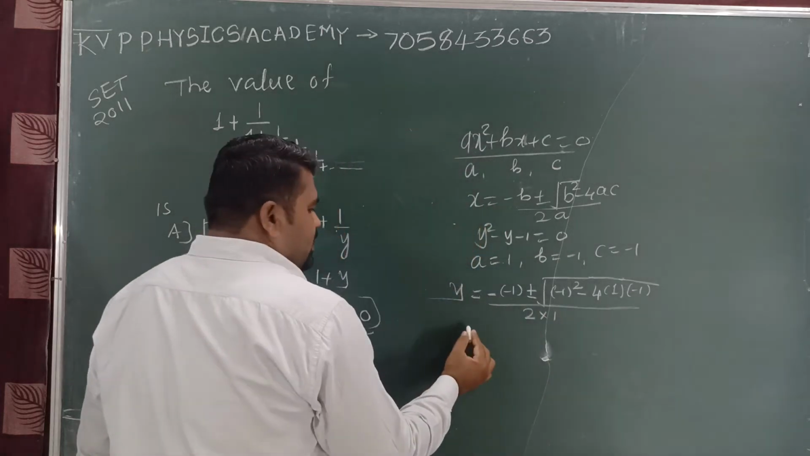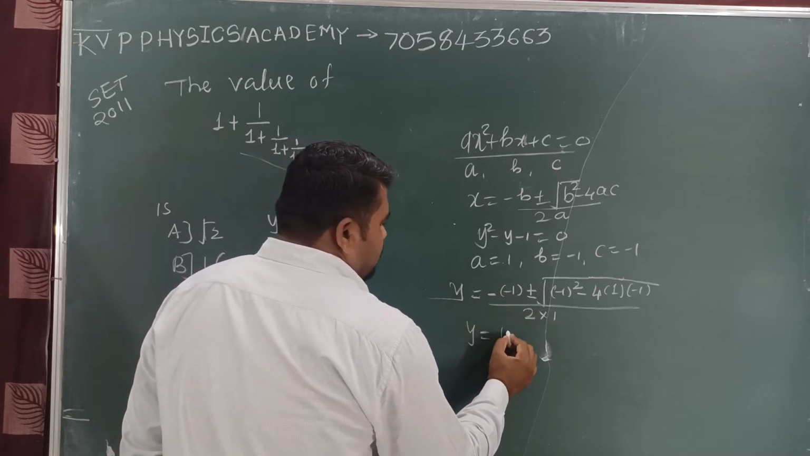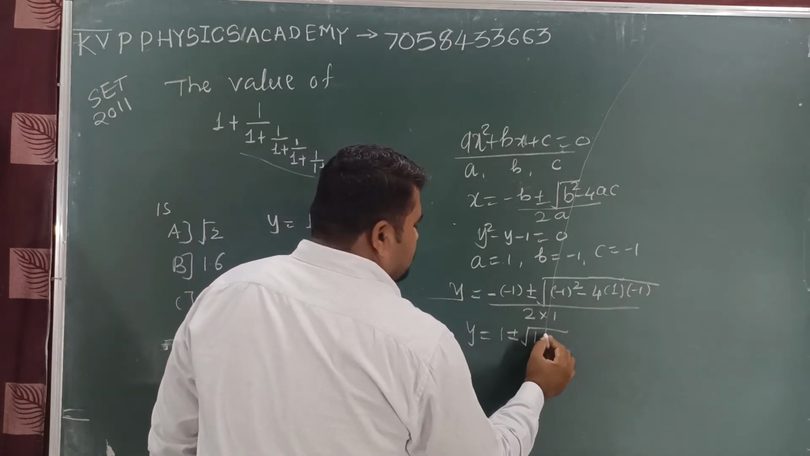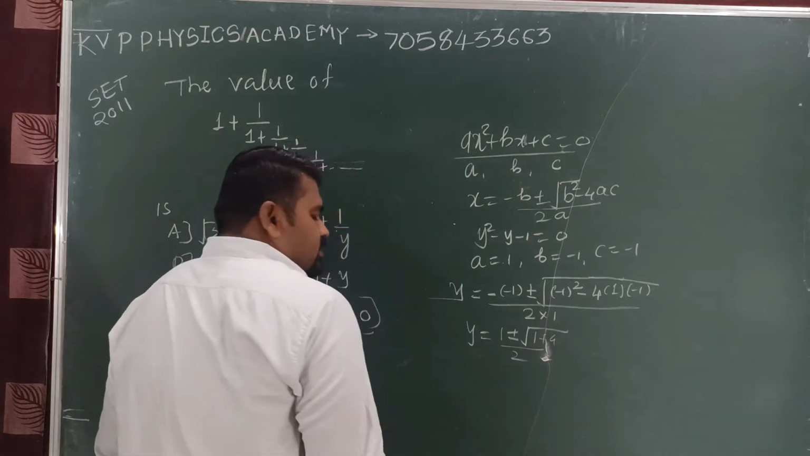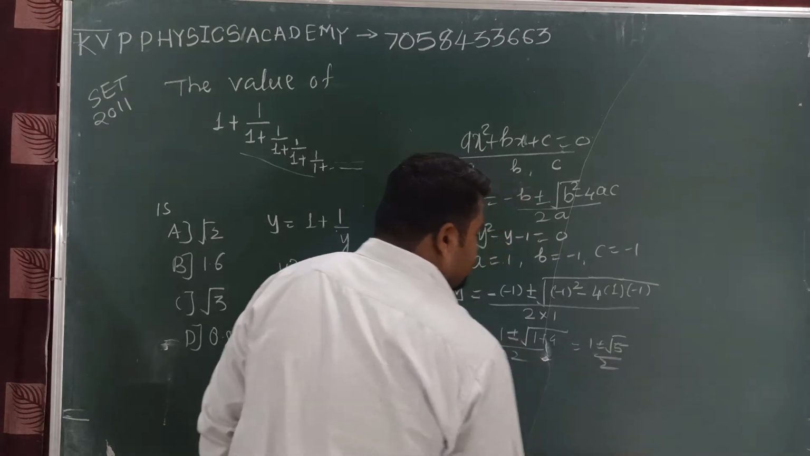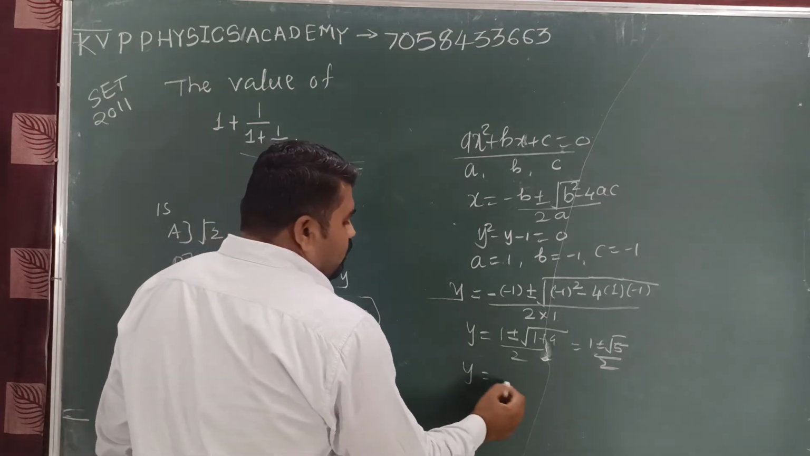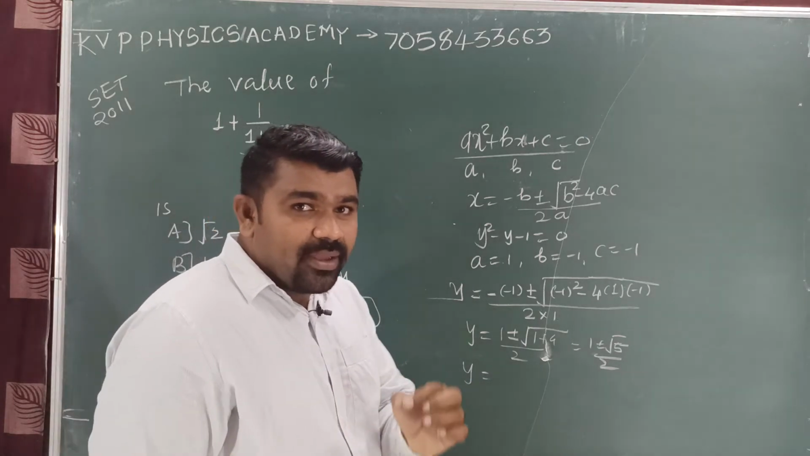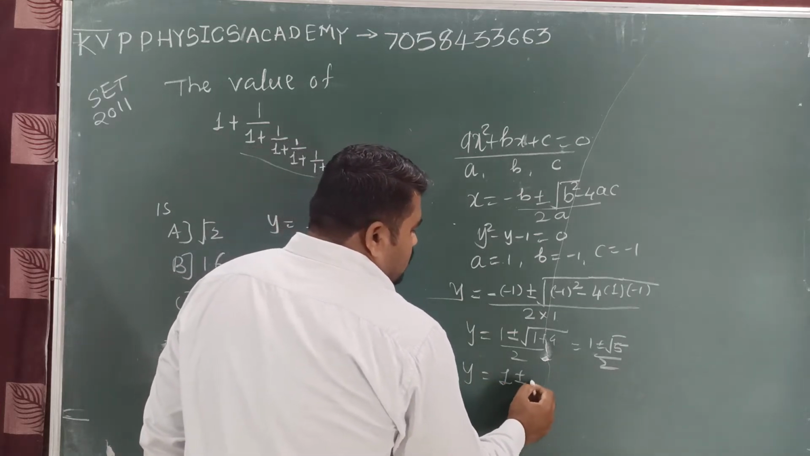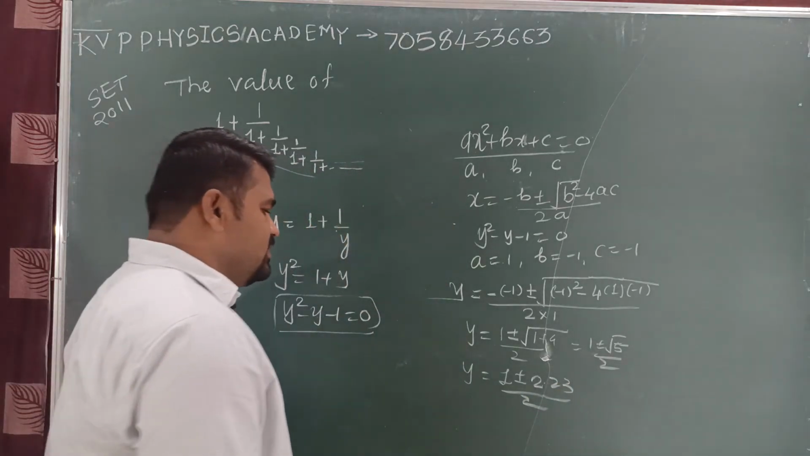So y is equal to 1 plus or minus under root 1 plus 4, upon 2. This is equal to 1 plus or minus under root 5 divided by 2. We can find the root 5 value, which is 2.23. So y is equal to 1 plus or minus 2.23 upon 2, which means we are getting 2 roots.